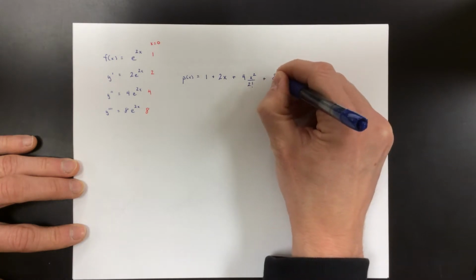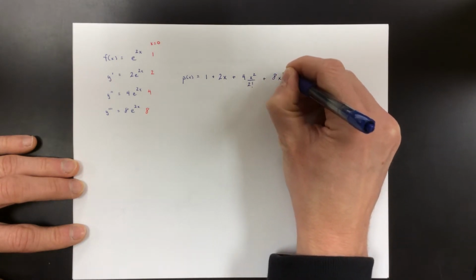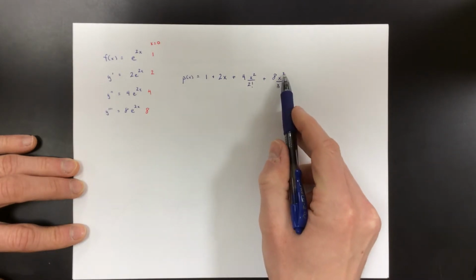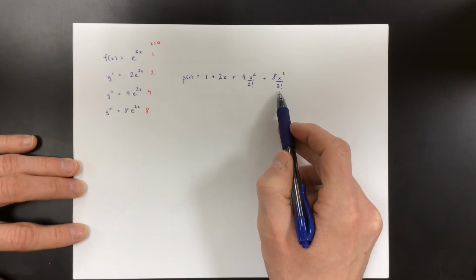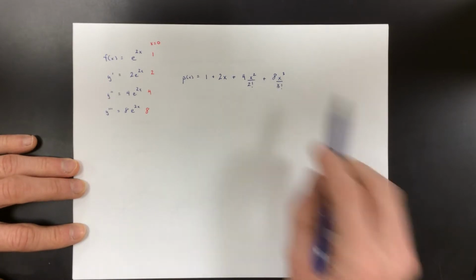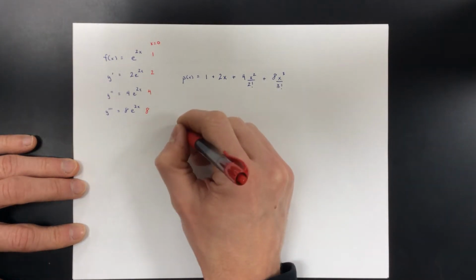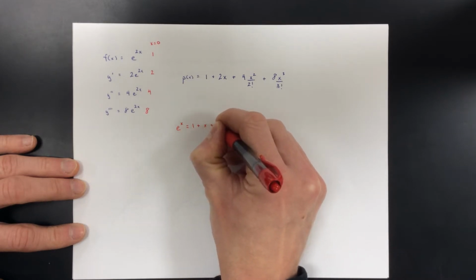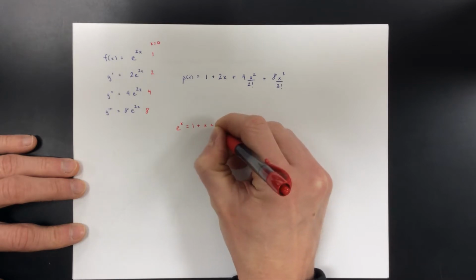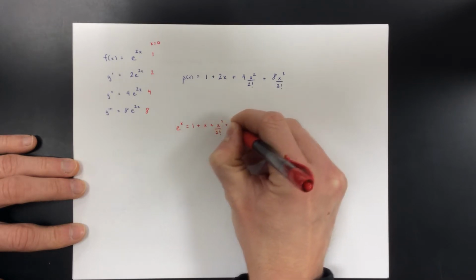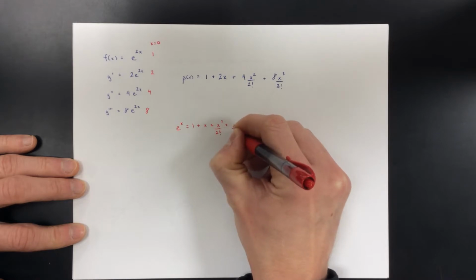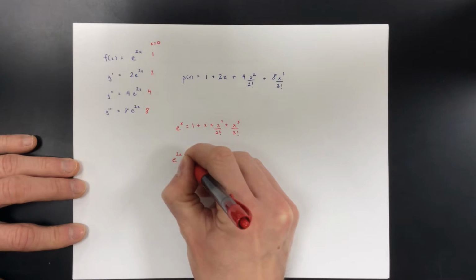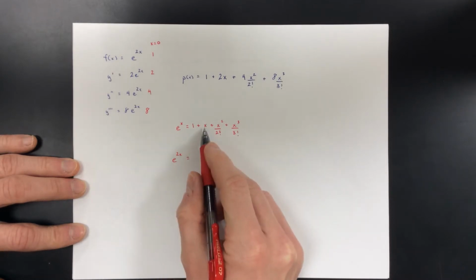Plus 8 times x cubed over 3 factorial. Again, I know when I take 3 derivatives, I'm going to get a 3 and a 2, so I cancel them with the 3 factorial, and I know I have a third derivative of 8. Now let's compare. We already knew from our pattern that e to the x was this function. We already knew that. And if we use the pattern idea, that says that we can just take 2x and plug it in for where we see x.